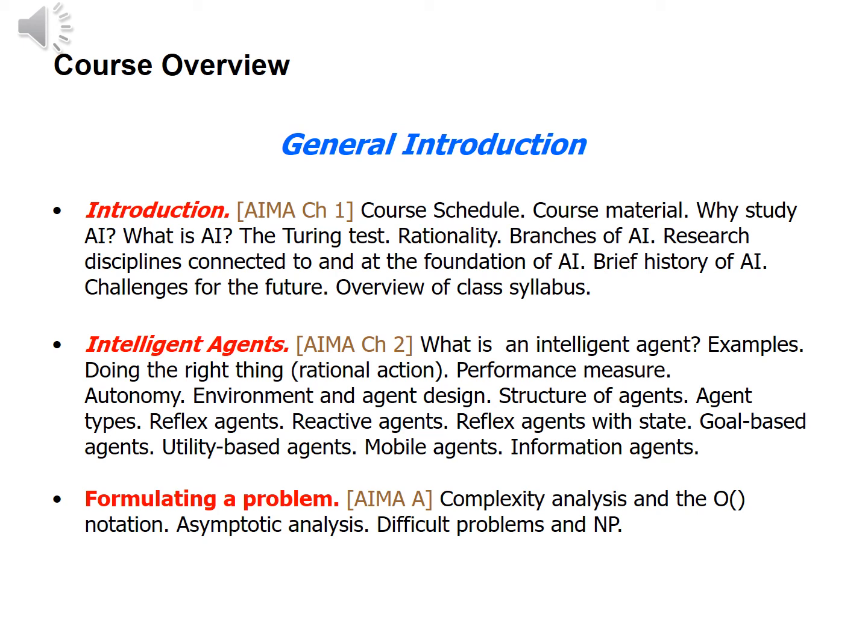The third part of this class is formulating a problem, which is basically section 2. In the appendix of the book, appendix A, we treat their complexity analysis and the big O notation. So we speak about asymptotic analysis, difficult problems, and NP-hardness problems. This is very important for defining the problems in artificial intelligence.